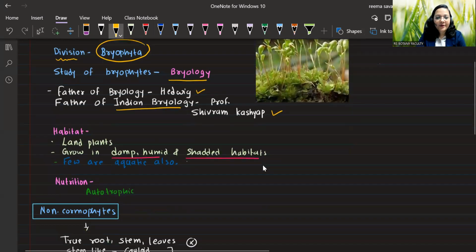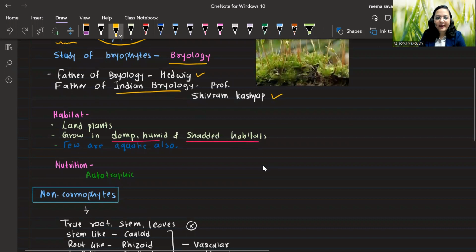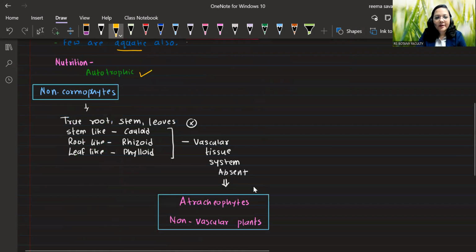Now, where do they live, what is the address of this bryophyte? So what is their habitat? They are land plants. They grow in damp, humid and shaded habitats, but a few can be aquatic too. So mostly they are land plants, but they grow in places where humid conditions are there. So they grow nearby in the monsoon season. Nutrition: they are autotrophic because they are from plant kingdom. So all organisms of plant kingdom are autotrophic.